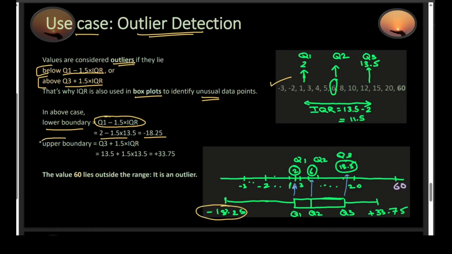Then likewise, I find my upper boundary. My upper boundary formula is right here. I'm substituting all my values, Q3 plus 1.5 times IQR, and the answer comes out to be 33.75. So this is 33.75 right here. So any value that is not in the range of minus 18.25 and 33.75, any value that is not in between, they are your outliers. Just by looking at this, now you can tell that your outlier is 60, because 60 does not come in this range. It is an outlier.